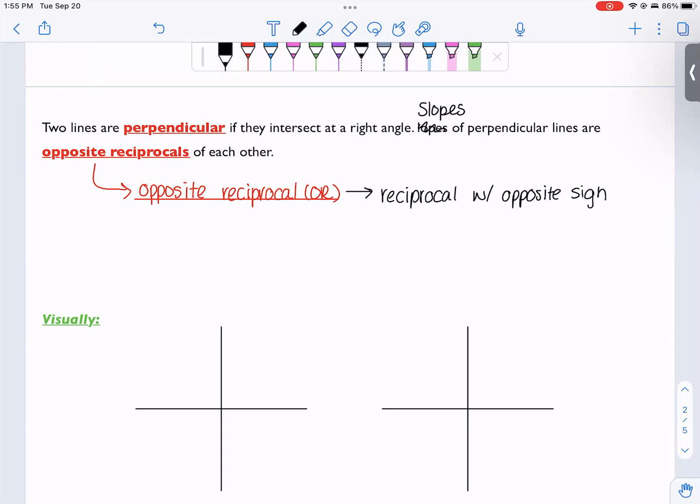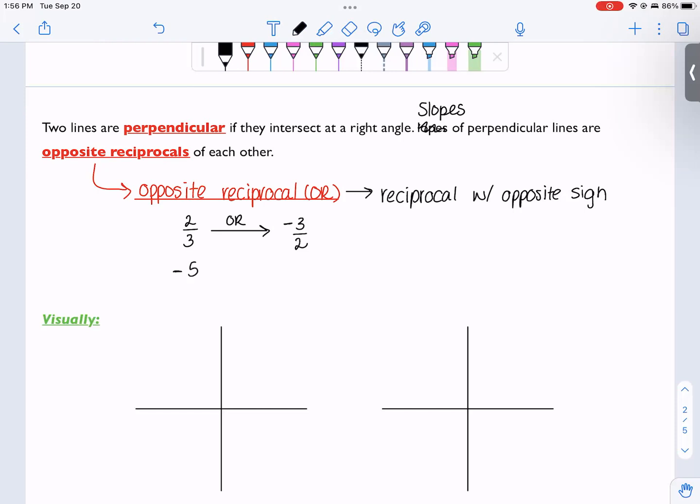Reciprocal is just flipping a fraction upside down. So for opposite reciprocals, if we have 2/3, the opposite reciprocal of 2/3 would be negative, because we change the sign and then flip the fraction. So instead of 2/3, it'd be 3/2. So the opposite reciprocal of 2/3 is negative 3/2.